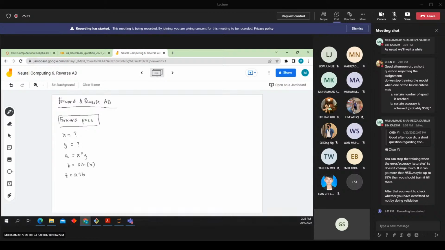Now we've done this forward computation. At the same time, we can also compute dA/dx, which is y. How you solve for this, we've done previously, so please refer to the previous lecture. And dA/dy, which is x, and you have dB/dx, which is cosine. Let me just rewrite this.